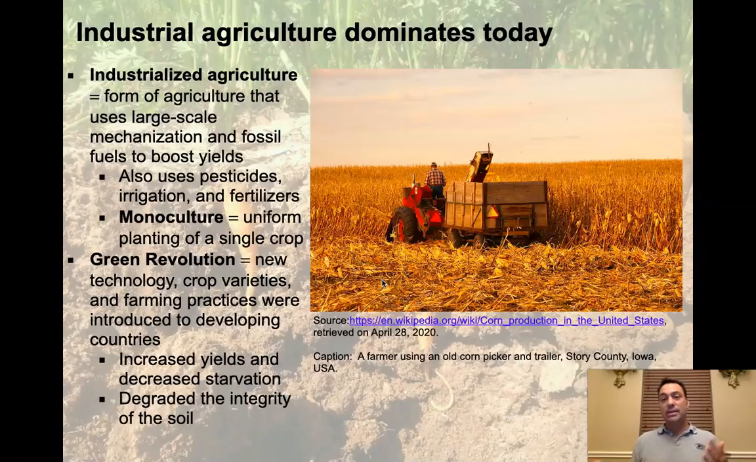Well, because it's really easy to harvest, right? If you invest in machinery that only harvests corn, that's the only thing you want out in your field. So there's a strong financial incentive to make that happen.